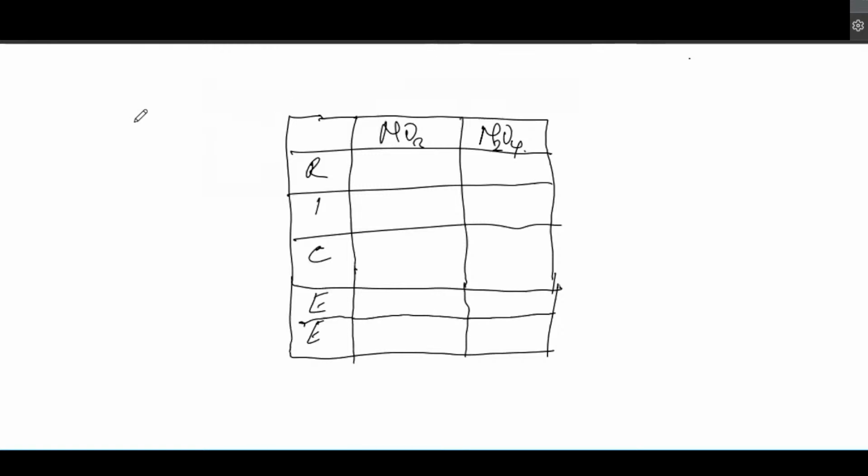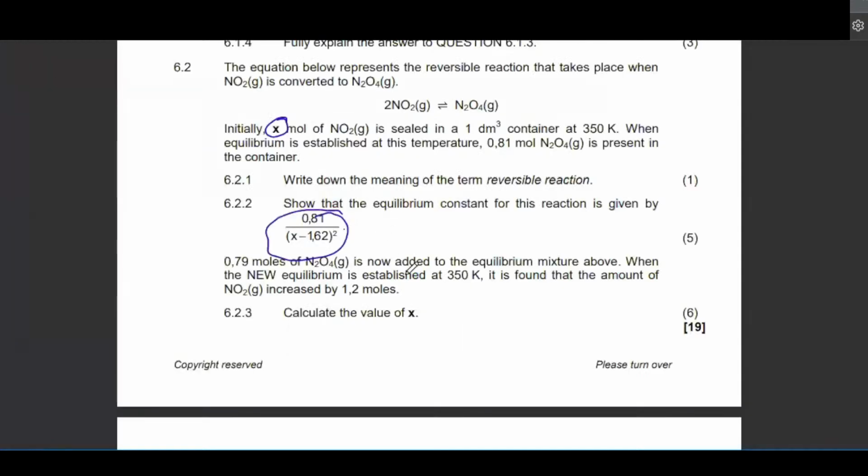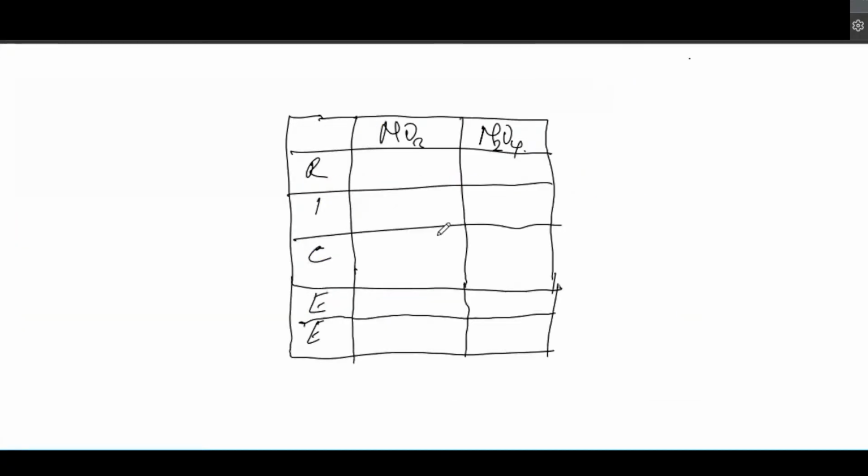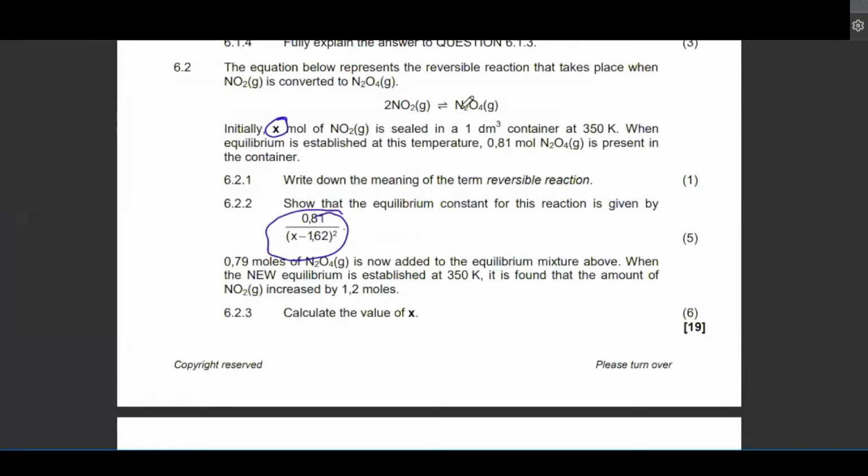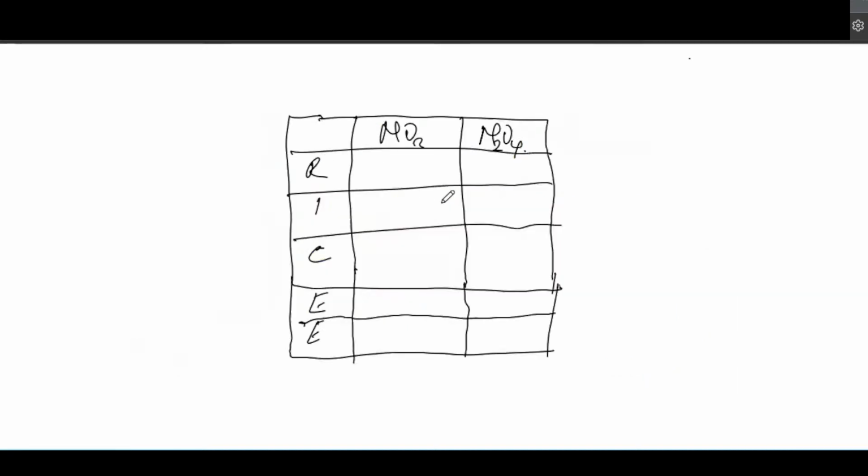Okay, now let's start. Fill in the information. What are they saying? They're saying that x, initially it is x of this. So what are we supposed to do here? Since we started with x, we shall come here and say that we started with the initial. This is a ratio. If you are saying the ratio is 2 by 1, I'll come here and say 2, 1, but this one started with x, but because this is the product, it starts with 0.